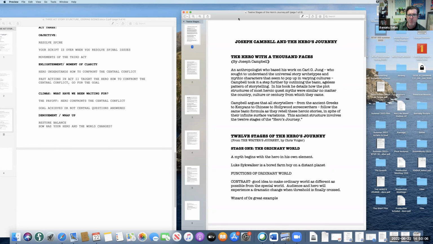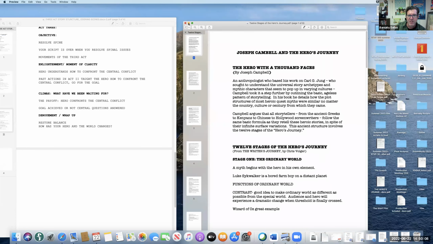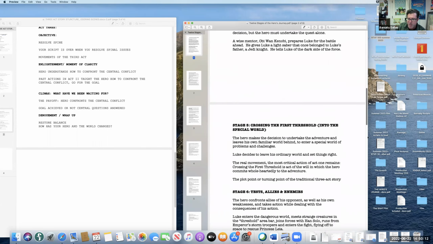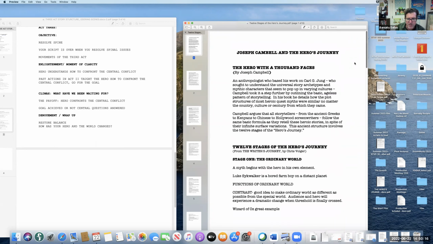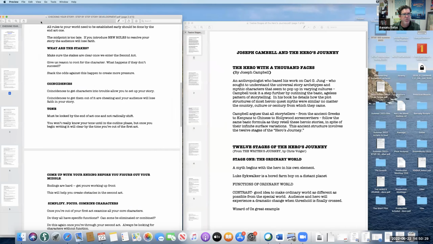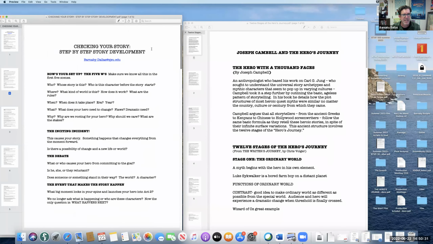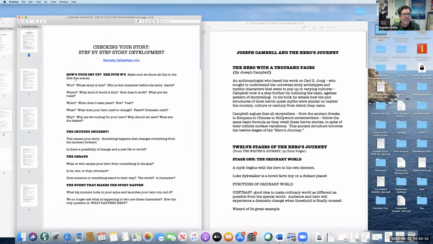So that's a simple way for you to think about this, and these are questions. This is from Vogler's book. This is an analysis of the stages of his book. Again, this is the 3-act structure, but I've made it even simpler for you. Just the way I've given you a tool for checking your story step by step. When you're coming up with your scenes, I want you to ask yourself these questions in the beginning.